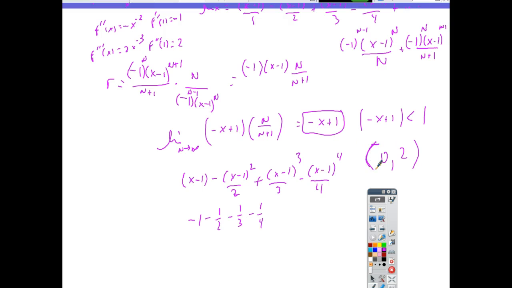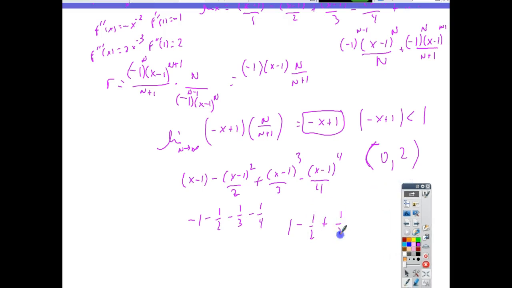Now I'm going to put a 2 in there. If I put a 2 in there, I get 1 minus 1/2 plus 1/3 minus 1/4 plus ... Convergent or divergent? Convergent. Why? Alternating series test. Each term is smaller than the previous one. And if you write this series as 1 over n, which is what it is, the limit as n approaches infinity is 0. Passes both tests. That's convergent, so we end up with a square bracket here.